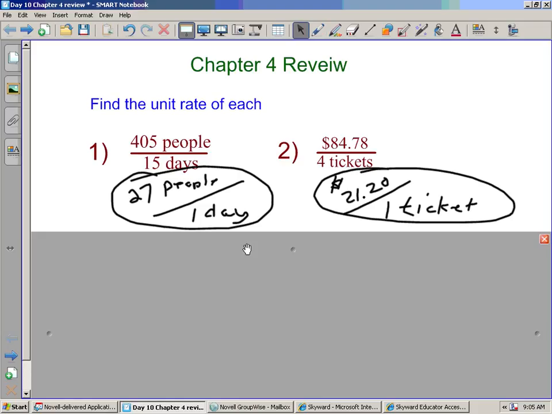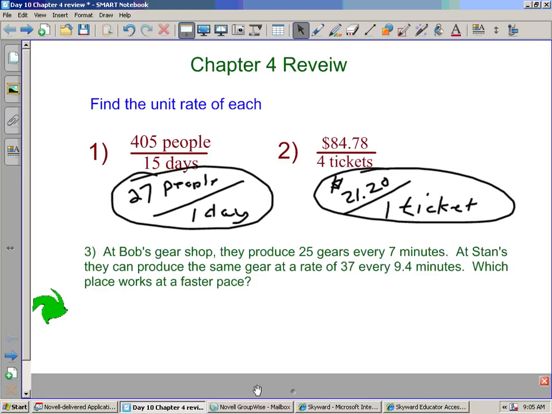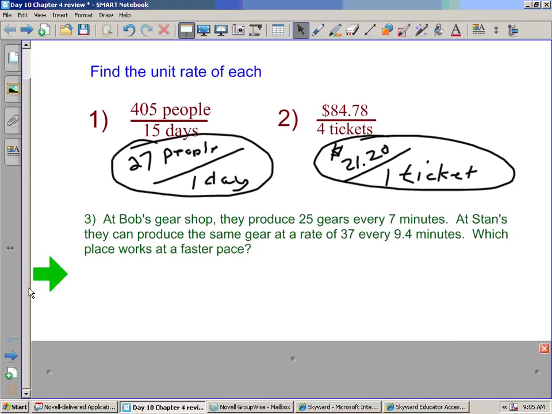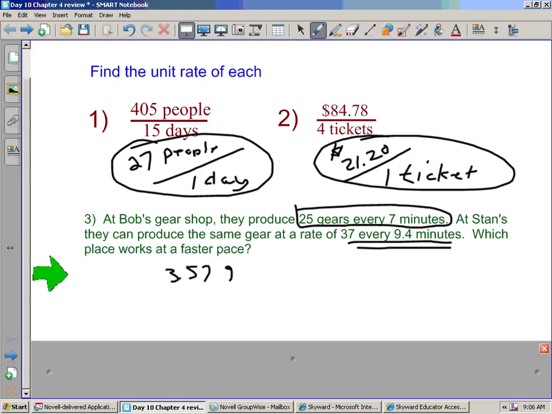After we looked at doing unit rate, we then wanted to look at how to use unit rate within a problem. So we have one rate for Bob's. We have a different rate at Stan's. We want to find the unit rate for each so that we can compare. So we'll do Bob's first. 25 divided by 7 means that he does about 3.57 gears in 1 minute. Again, it's just finding the unit rate for that, just like we did above.